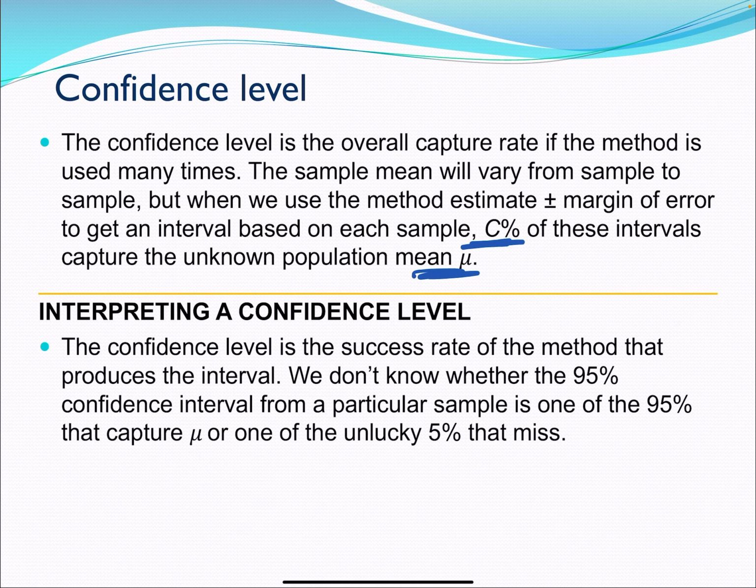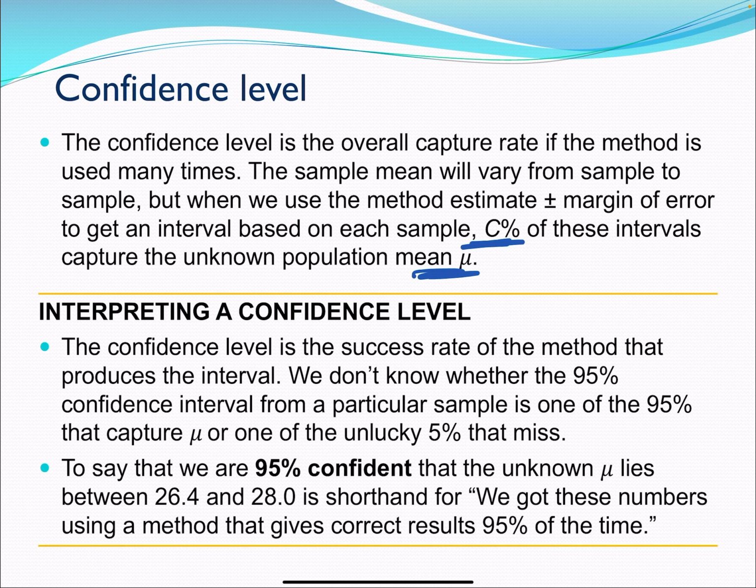So, how do I interpret a confidence level? Well, the confidence level is the success rate of the method that produces the interval. We don't know whether the 95% confidence interval from a particular sample is one of the 95% that capture mu or one of the unlucky 5% that'll miss.